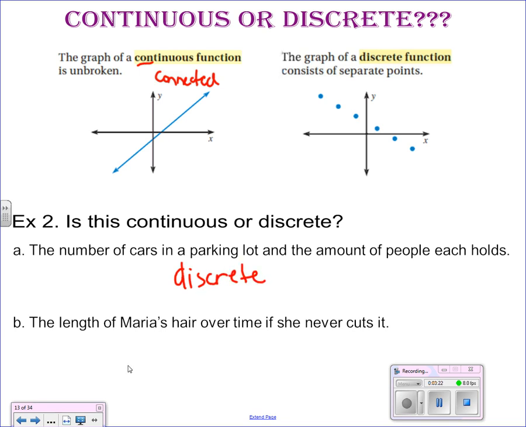However, the length of hair, when you're dealing with measurement, you're dealing with some fractions and decimals, so there are more than just whole numbers involved. So in that situation, it's continuous. So essentially, discrete only involves whole numbers. Continuous can involve whole numbers and fractions.